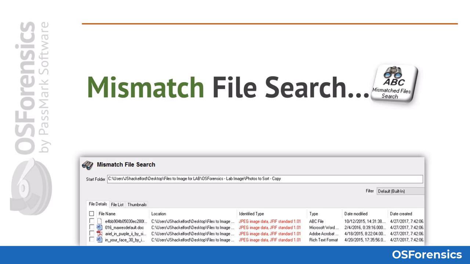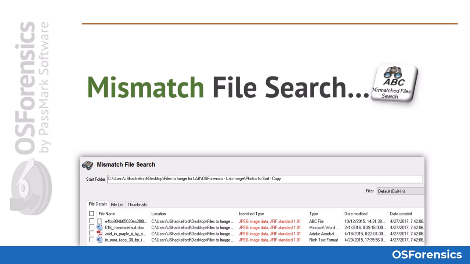We won't spend a lot of time here on the Mismatch File Search Module, but it can be an important feature in certain cases where a subject has obfuscated files by changing their file extensions. For example, someone might change a JPEG image file to a PDF file simply by renaming the file extension from .jpg to .pdf. The possibilities are limitless, as extensions could be renamed to literally anything.